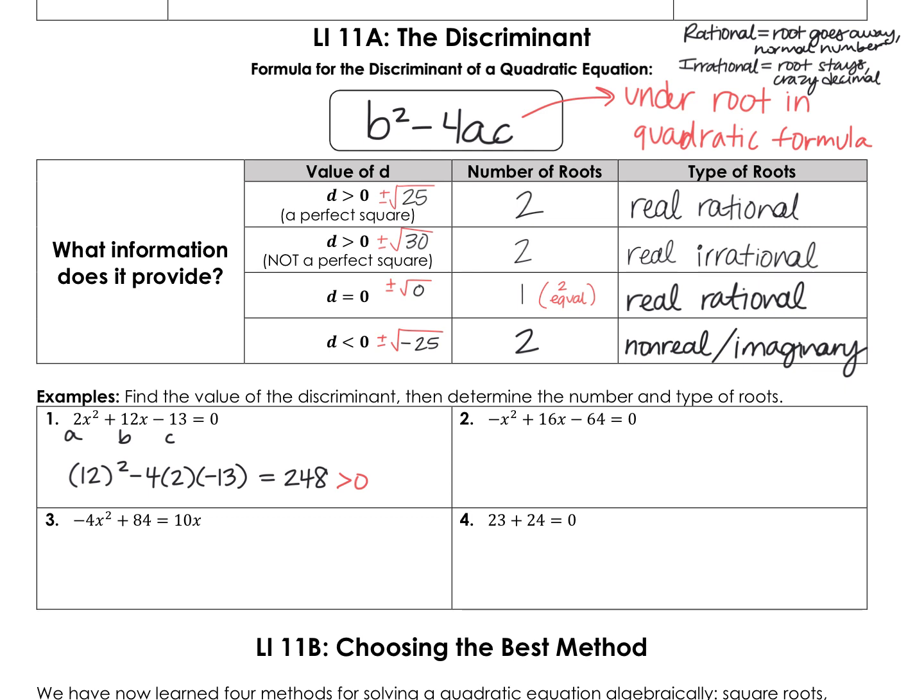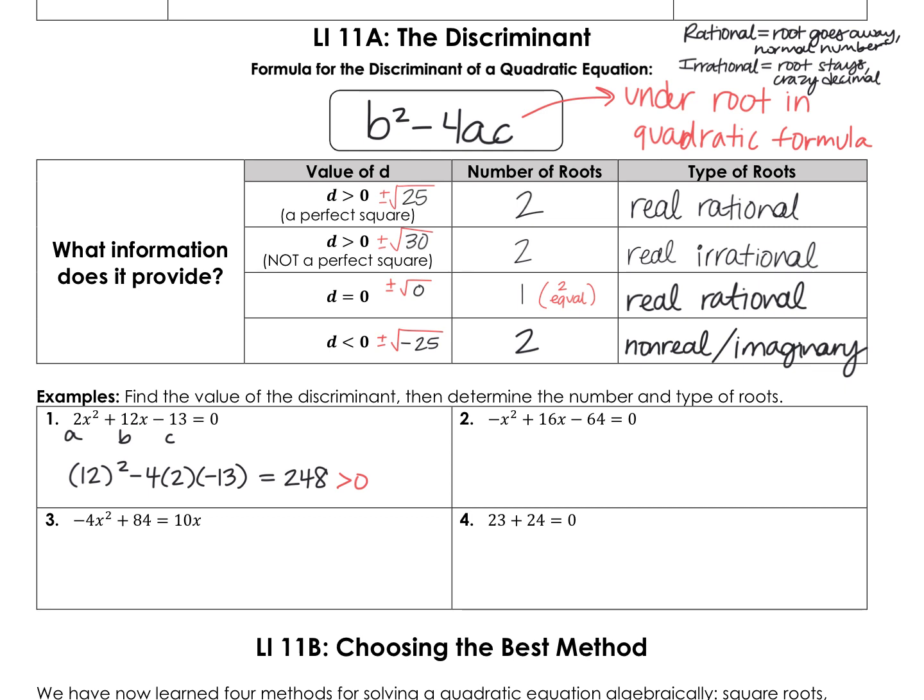Is it a perfect square? If you're not sure if it's a perfect square, then you would type in your calculator square root of 248 and see what happens. If you get just a single number, then it's a perfect square. If you get a crazy decimal, it's irrational. Okay? What'd you get? It's irrational.